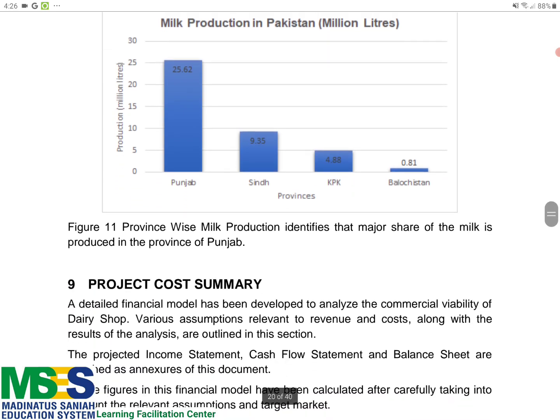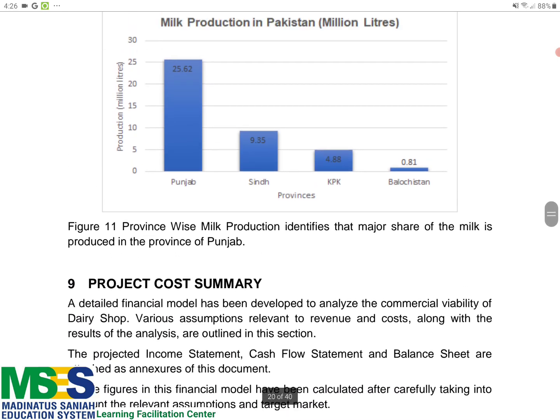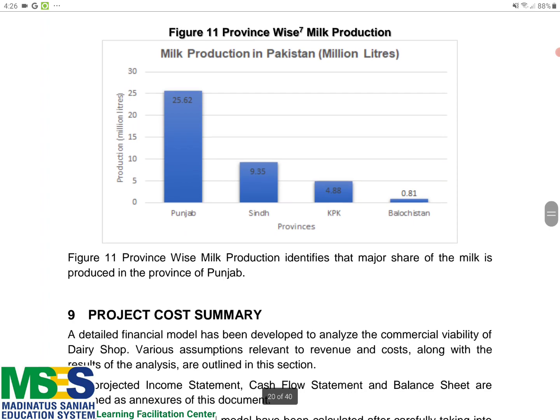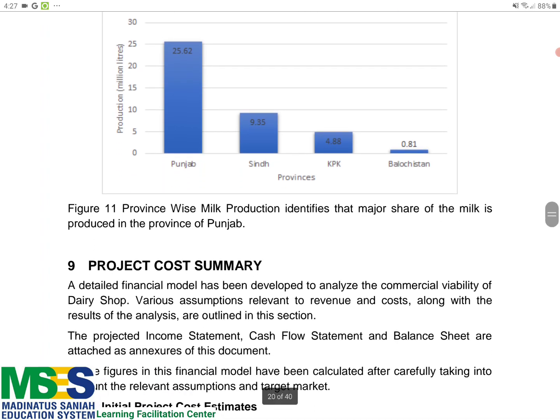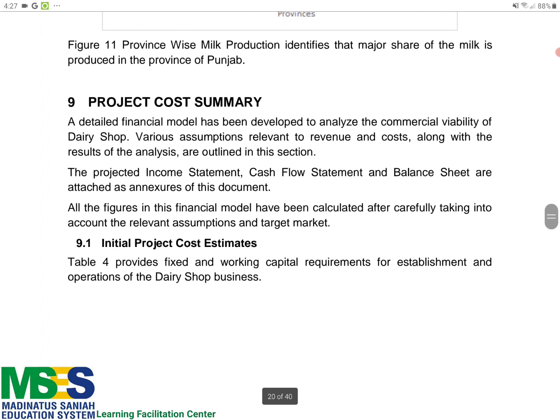Why have they mentioned all those farms in Punjab and Sindh and KPK? Because the feasibility is made for anyone living in Pakistan. Anyone in Punjab could also be using this feasibility report. So they are covering the whole country. They have not made this only for you. Okay.